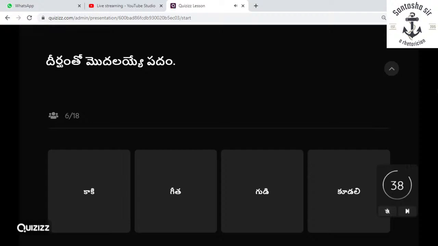Read the options carefully, understand what is Dirgham and then pick the right one. Members already answered and you have 20 seconds more to pick the right choice. Ten seconds more to pick the right choice for this question.